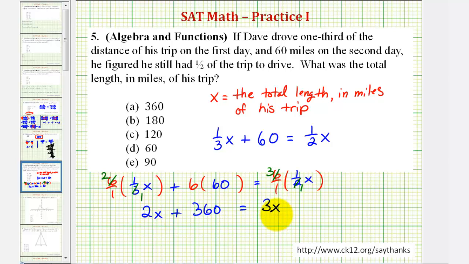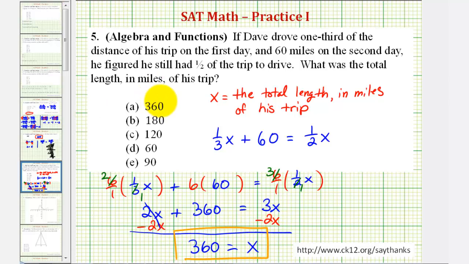So to solve this equation for x, we need x on one side. Let's go ahead and subtract 2x on both sides of the equation. This would be 0. So we have 360 equals 3x minus 2x, which is 1x, or x, which is our solution, or the total length or distance of his trip. So our answer is A, 360. I hope you found this explanation helpful.